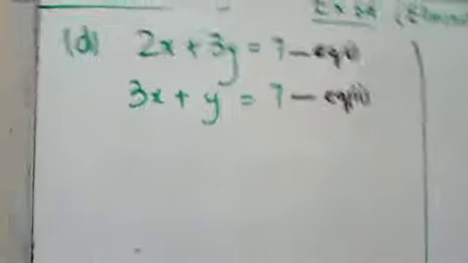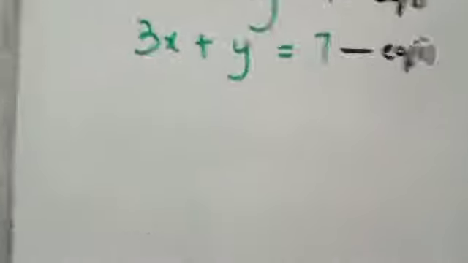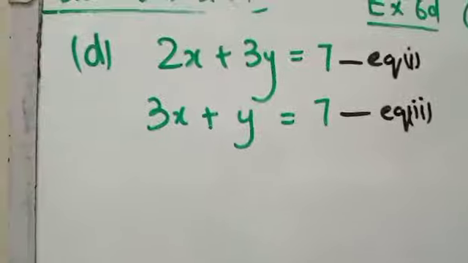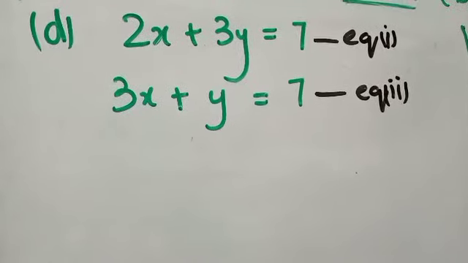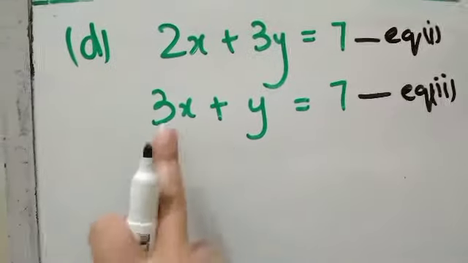Okay, now look at part D. Part C, you will do it yourself. I'm not doing it. You will do it yourself. Part D: 2x plus 3y is equal to 7, equation 1. 3x plus y is equal to 7, equation 2. Now look over here.